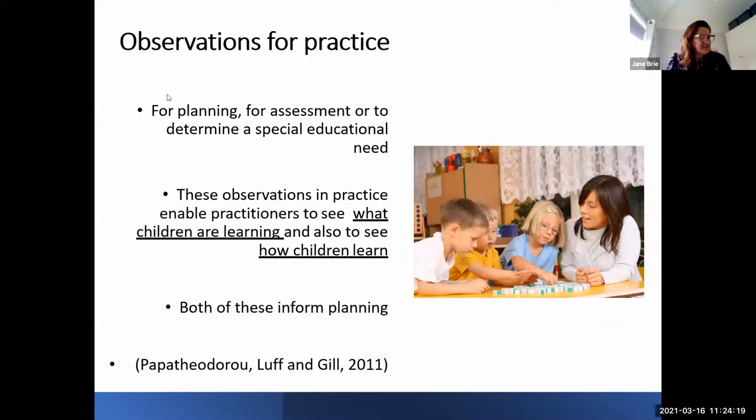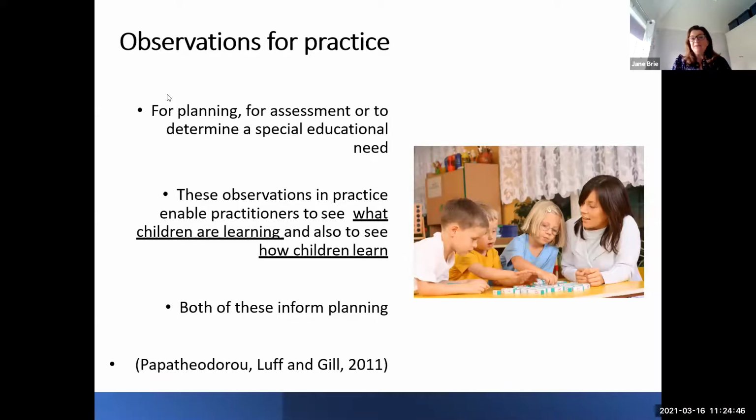Okay, so in practice. As I said before, they might be used for planning, because also we're always interested in children's interests as well, aren't we? So not only what they're interested in, and we've talked about culture before, haven't we, in the context and what they bring, and their home life, and that's really important as well to embrace and encourage and encompass within early years.